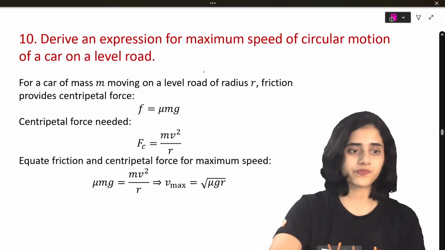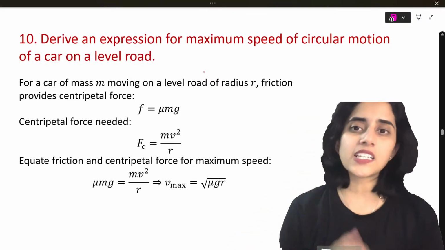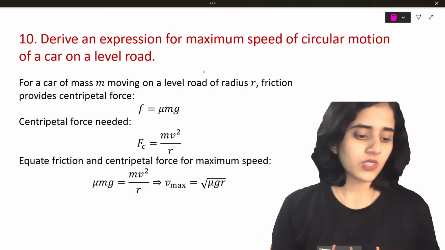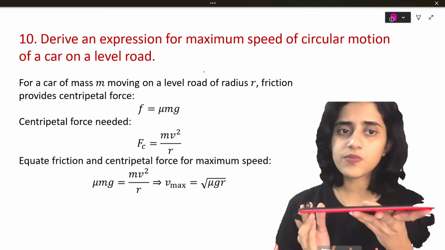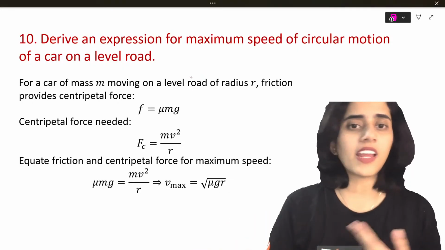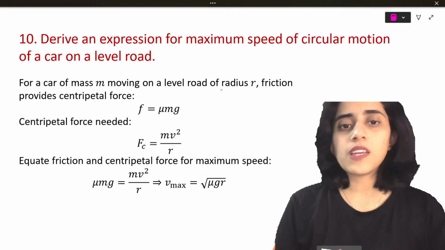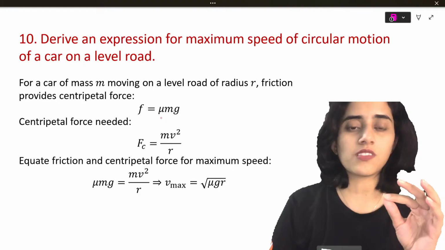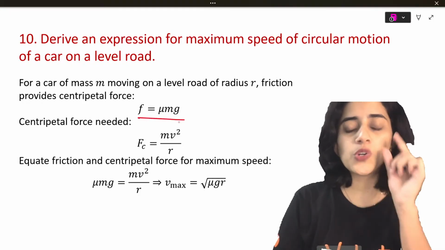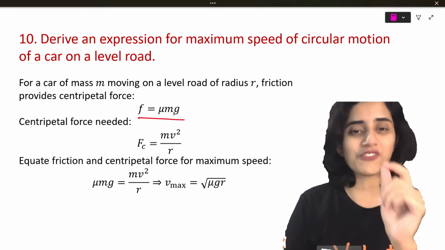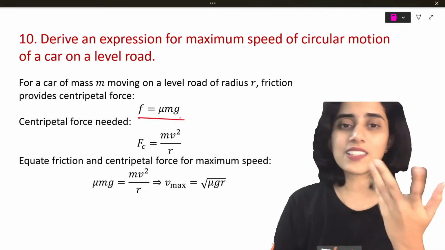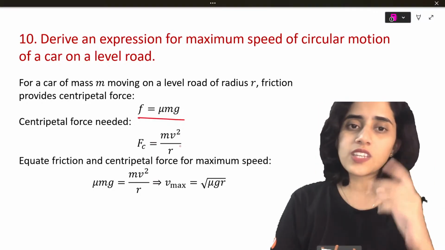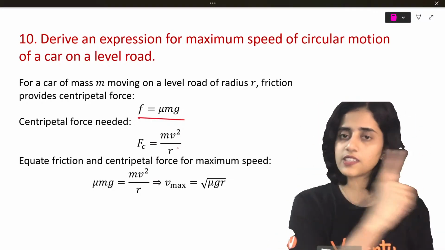Next question. Derive an expression for maximum speed of circular motion of a car on a level road. Okay, so this is a level road. For a car on a level road, F will be equal to mass into gravity into friction, that is μmg. Mu is the coefficient of friction. μmg is basically the force. Now, it also requires centripetal force, which is mv²/r. So it's moving in a circular path.